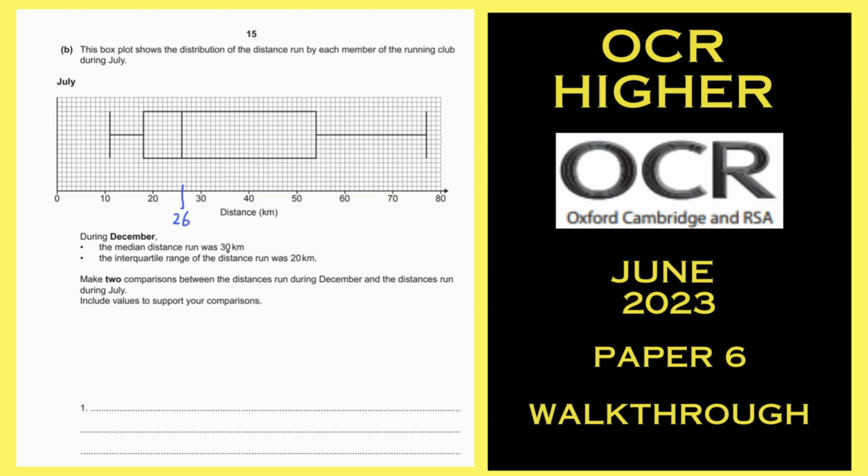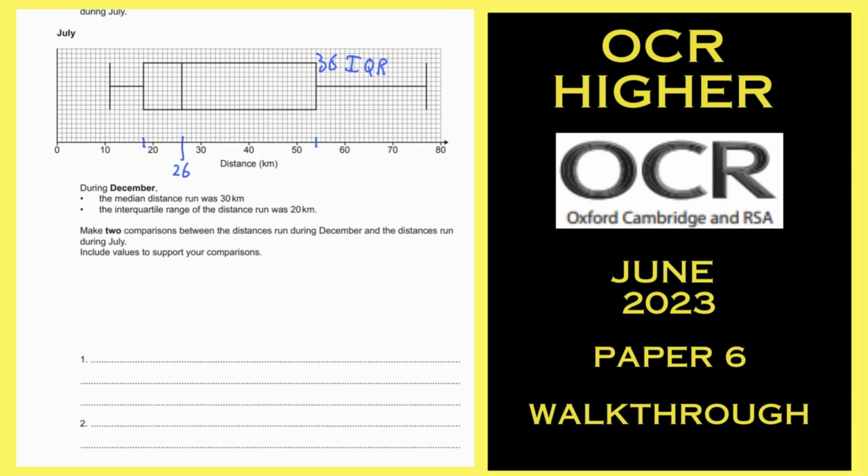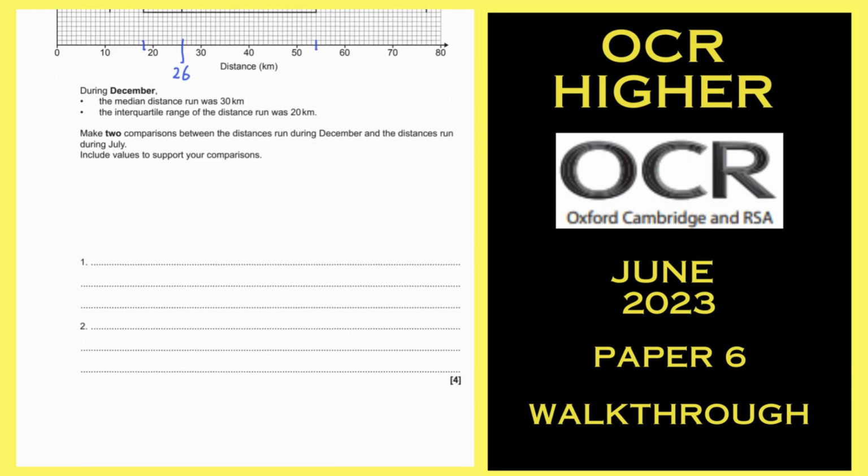The interquartile range was 20. Again, stop for a sec. Interquartile range for us is what? 54 minus 18. For us, IQR is 36. You're going to pick up a mark for that information, but best to use it in your justifications down here. Make two comparisons between the distances running.